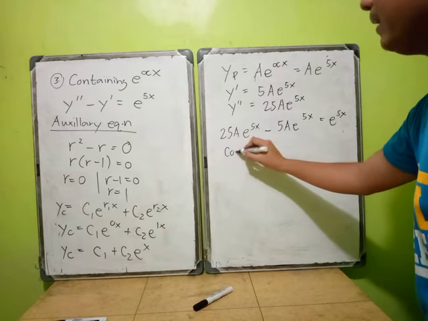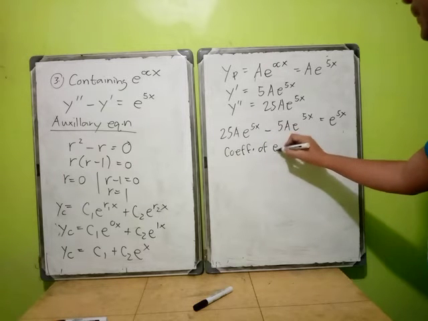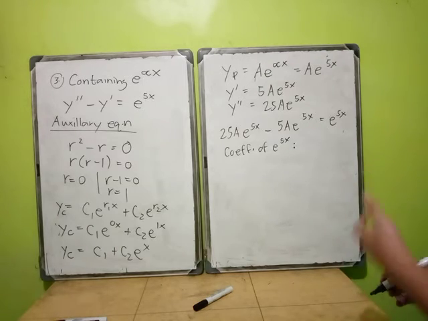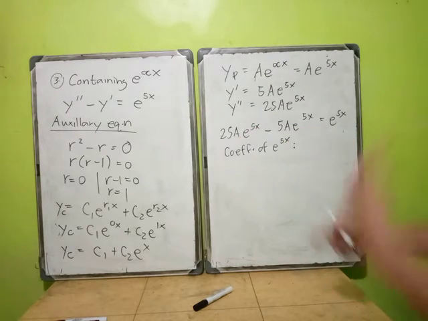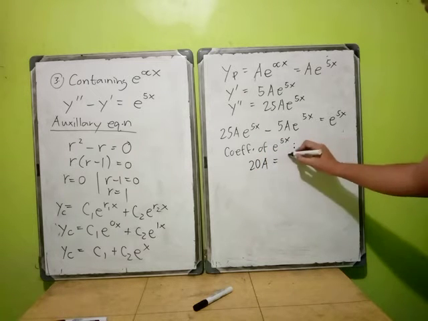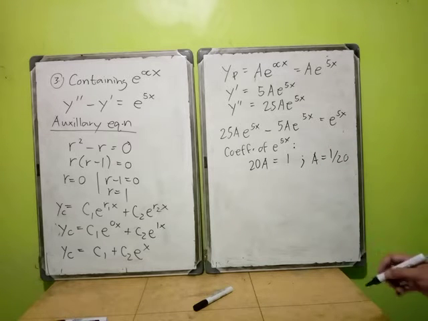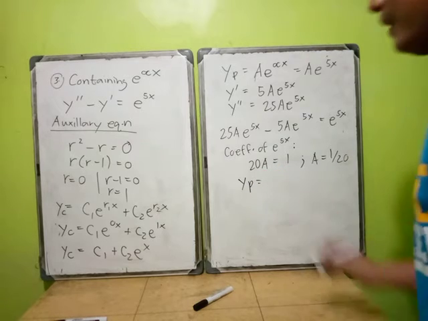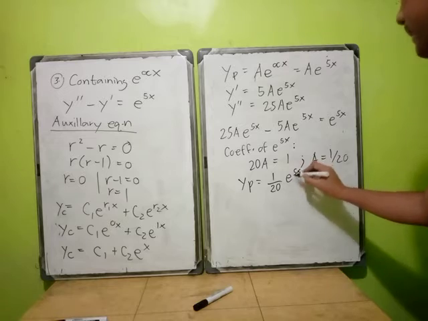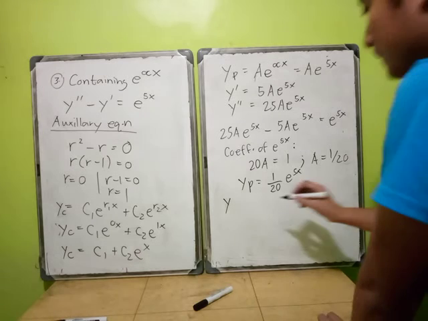So therefore, we only have one coefficient. The coefficient of e to the power of 5x is equivalent to 25 minus 5, so we got 20A is equal to 1. Therefore, A is equal to 1 over 20. So our YP, the particular solution, will be 1 over 20 e to the power of 5x. So we now have solved the problem completely.